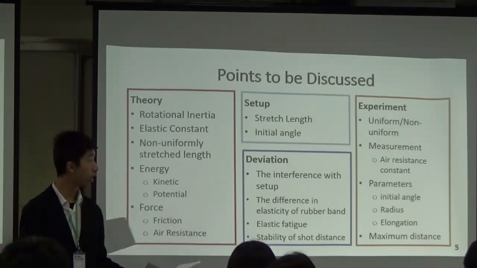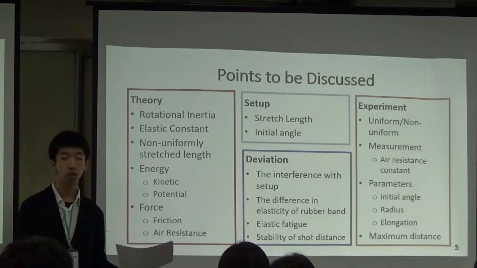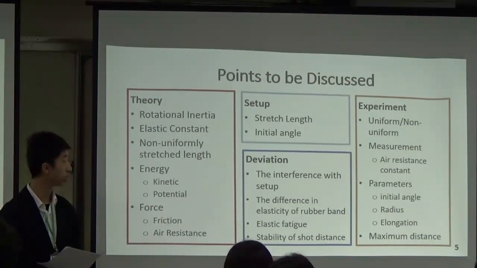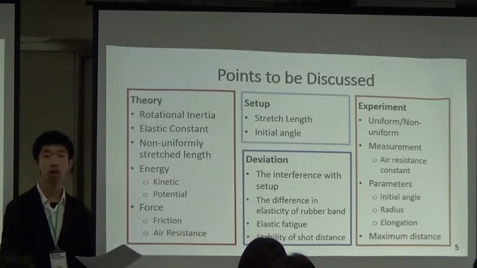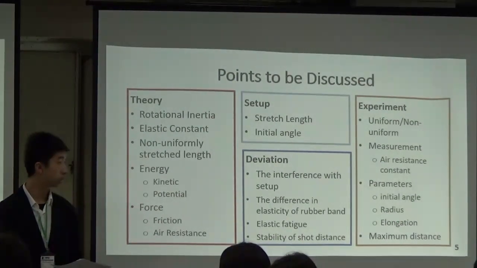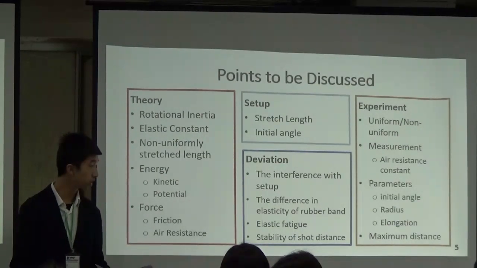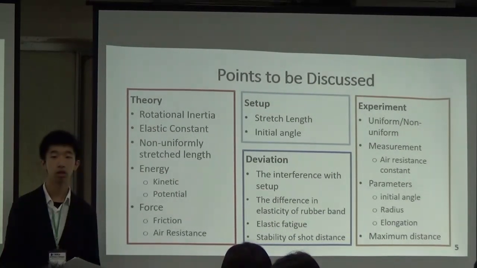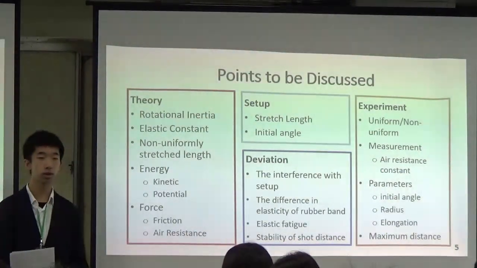In the deviation part, I want to discuss the interference with the setup in the reporter's report, and the difference in elasticity of a rubber band may influence the distance and the results. And also the stability of short distance, since he didn't have error bars. This is all my presentation. Thank you.